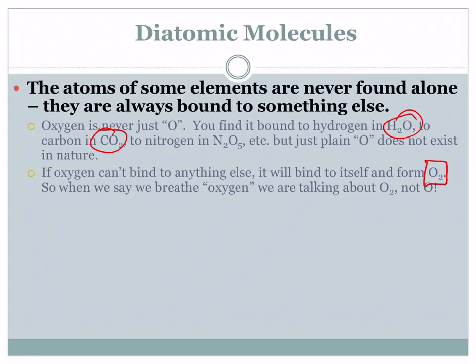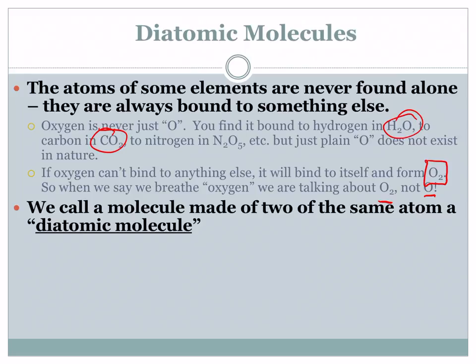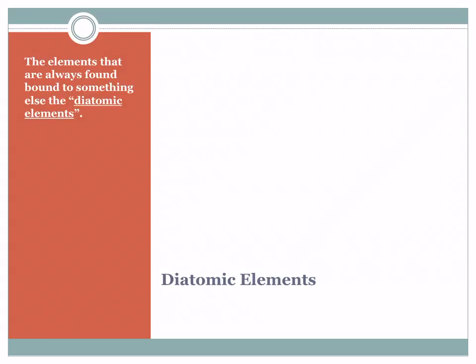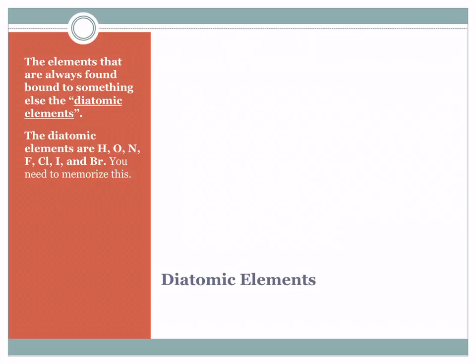So when we say we breathe oxygen, or when we talk about oxygen in a reaction, we're talking about O2, not just O. We call this a diatomic molecule. So the diatomic elements are the ones that form these diatomic molecules. They're always bound to something else. These are hydrogen, oxygen, nitrogen, fluorine, chlorine, iodine, and bromine. You do need to memorize these.